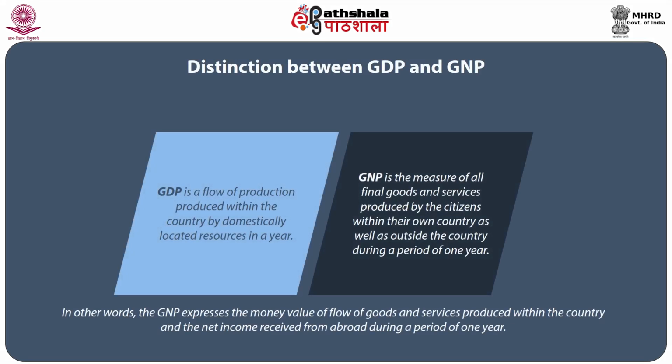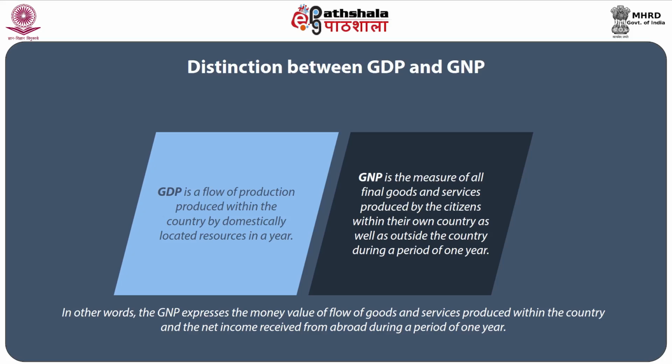There are different distinctions between GDP and GNP. It seems necessary to make a distinction between gross domestic product and gross national product. Gross domestic product is the total market value of all final goods and services produced by factors of production within a nation's border during a period of 1 year. In other words, the GDP is a flow of production produced within the country by domestically located resources in a year.